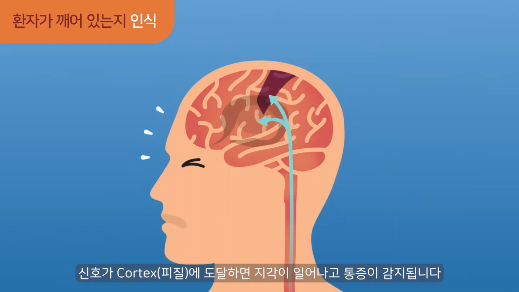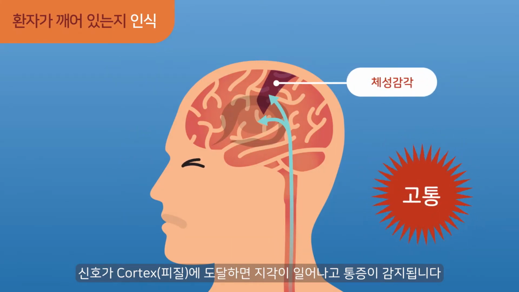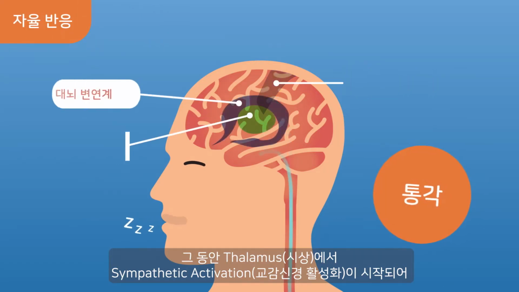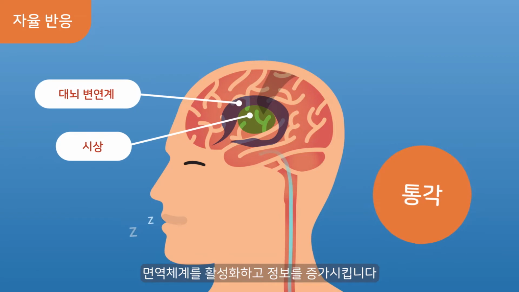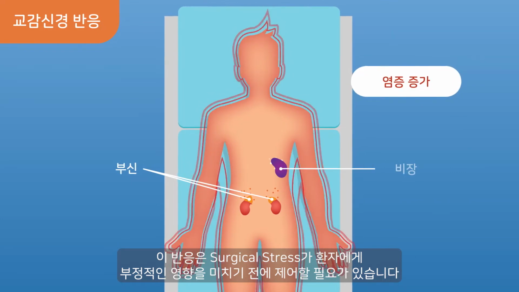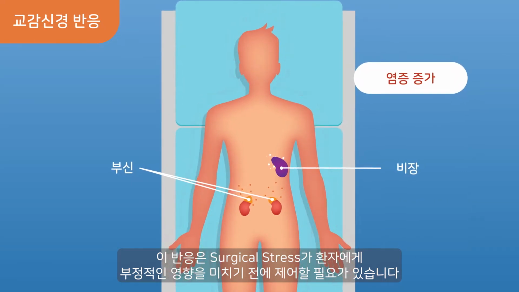When the signal reaches the cortex, perception occurs and pain is then perceived. In the meantime, sympathetic activation starts in the thalamus, activating the immune system and increasing inflammation. This response is what needs to be controlled before surgical stress negatively impacts the patient.